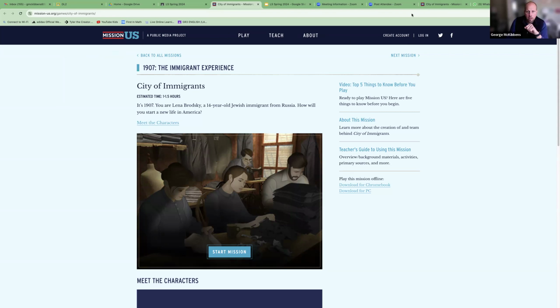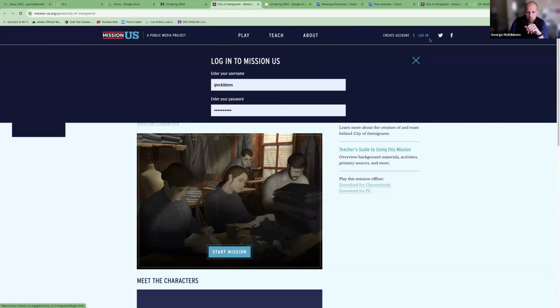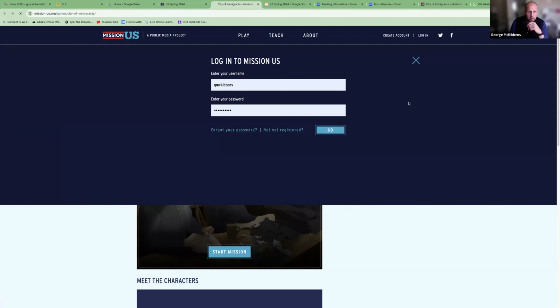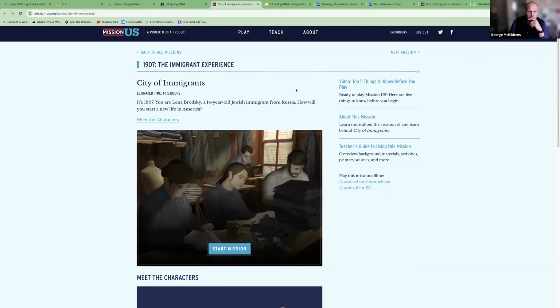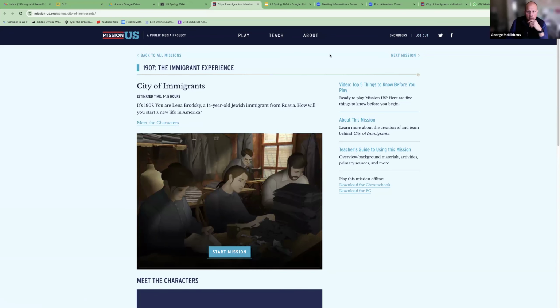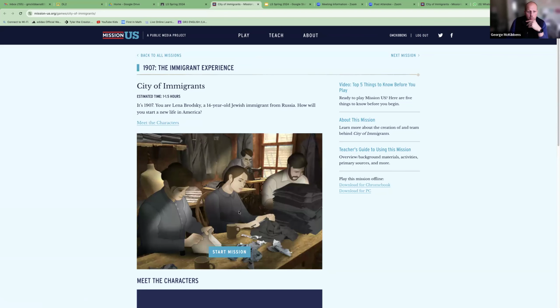And when you log into the game, you could start by going up to the left-hand side. You create an account. I've already got an account, so I'm going to show you, just like creating an email. You create an account, totally free, really amazing resources. I'm going to show you what you do. You log in, and then there it is. There's my login already here. So I'm going to start the mission.